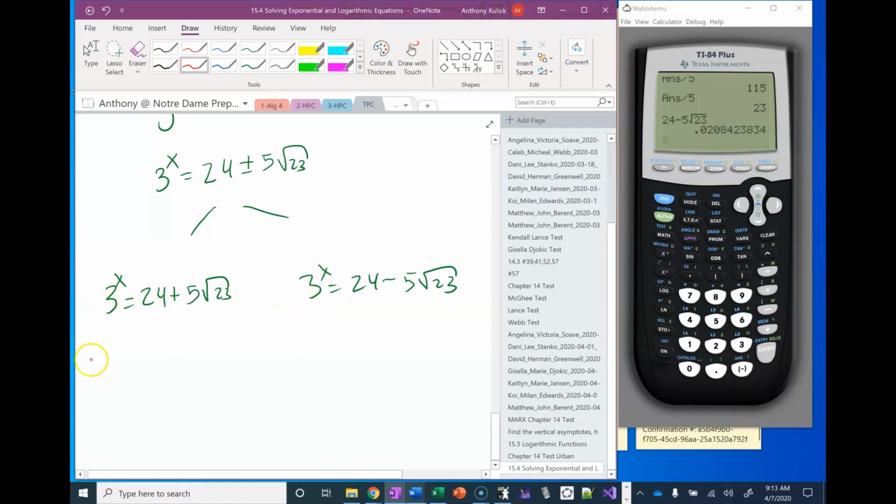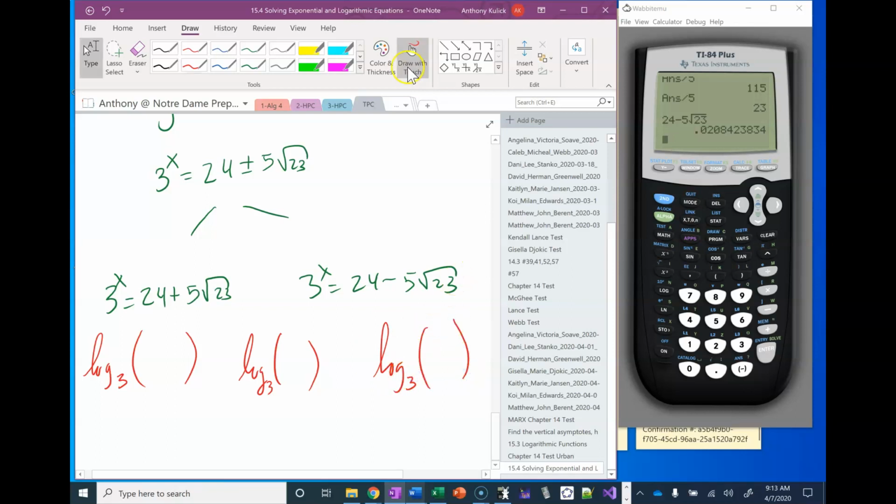so what we'll do is we'll try to cancel this exponent base of 3. To do that, we're going to use the logarithm of the same base. I'm going to do that to both sides for both of these problems.